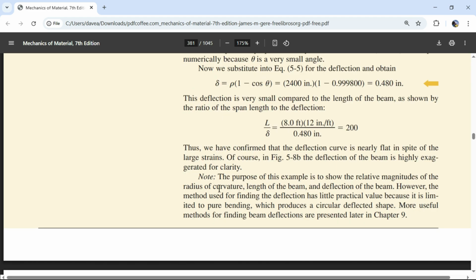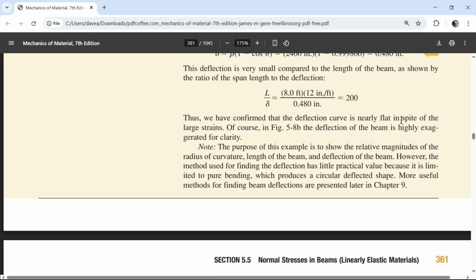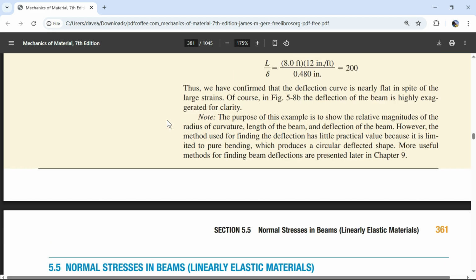Thus, we have confirmed that the deflection curve is nearly flat in spite of the large strains. Of course, in figure 5.8b, the deflection of the beam is highly exaggerated for clarity. So yeah, all those diagrams are exaggerated. Note, the purpose of this example is to show the relative magnitudes of the radius of curvature, 2400, the length of the beam, 96, and the deflection of about half an inch. However, the method used for finding the deflection has little practical value because it is limited to pure bending, which produces a circular deflected shape. More useful methods for finding beam deflection are in Chapter 9.